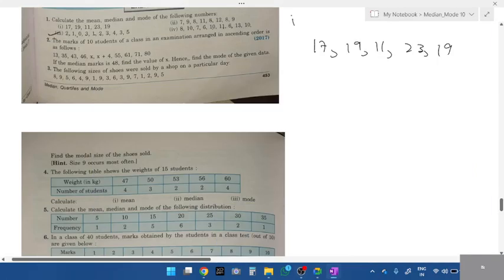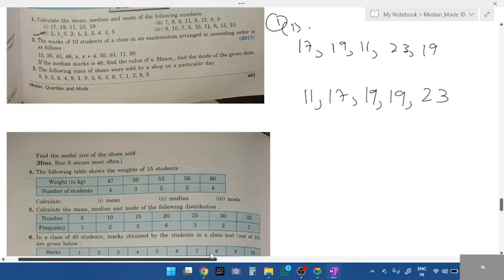Total how many terms? 5 terms. Arrange first. Arrange them in ascending order. How do you arrange? 11. How many times is 19 repeated? Twice, and 20. Whenever values are repeated, it is easy, students. It is a mode concept.